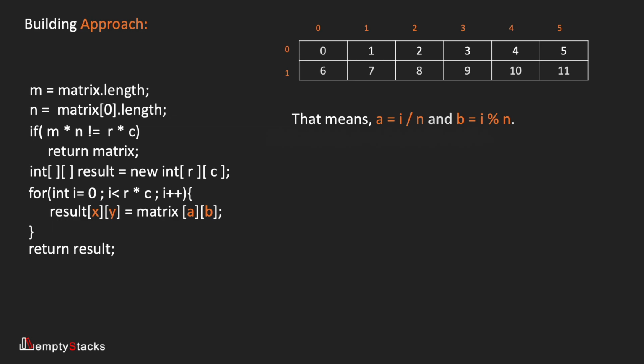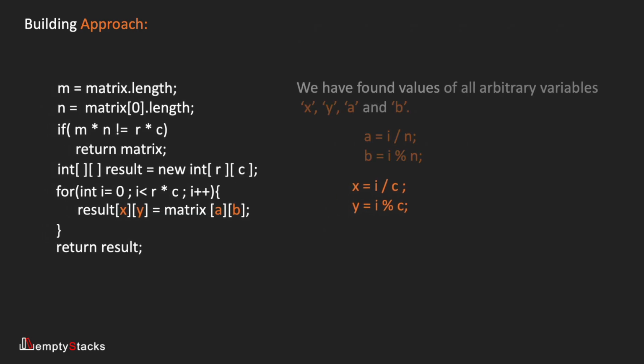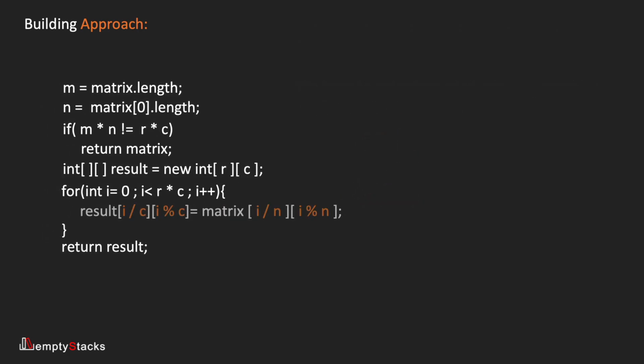Same way, let's try to find the values of x and y. If you notice the way a and b are representing the row and column for the input matrix, same way x and y are representing the row and column of the resultant matrix. So without giving much thought, we can say if a equals i divided by n, same way x should be equal to i divided by c, and if b equals i mod n, then y should be equal to i mod c. Cool. Now we have found all the values of the arbitrary variables, so we can put them in our main code, and that should be it.